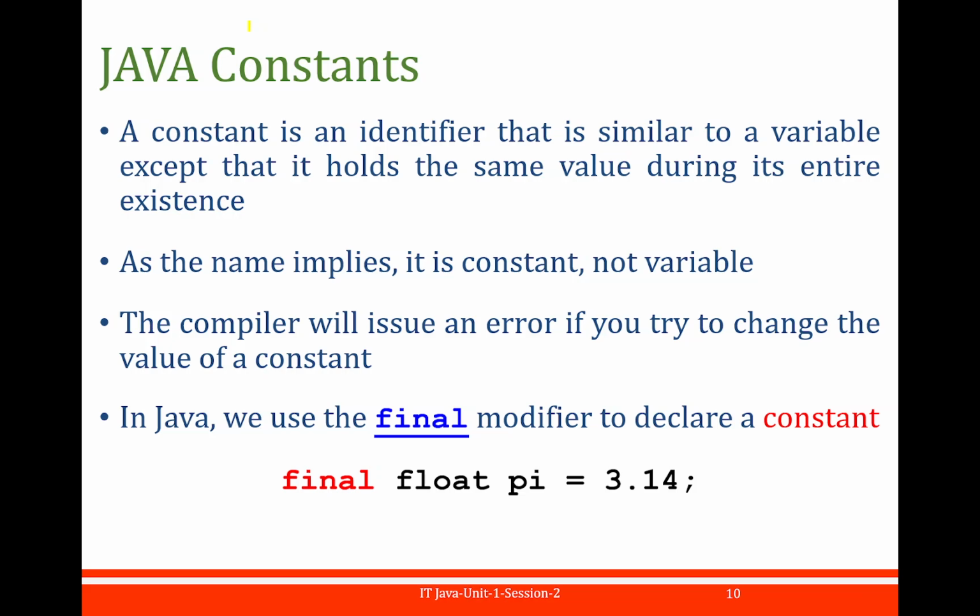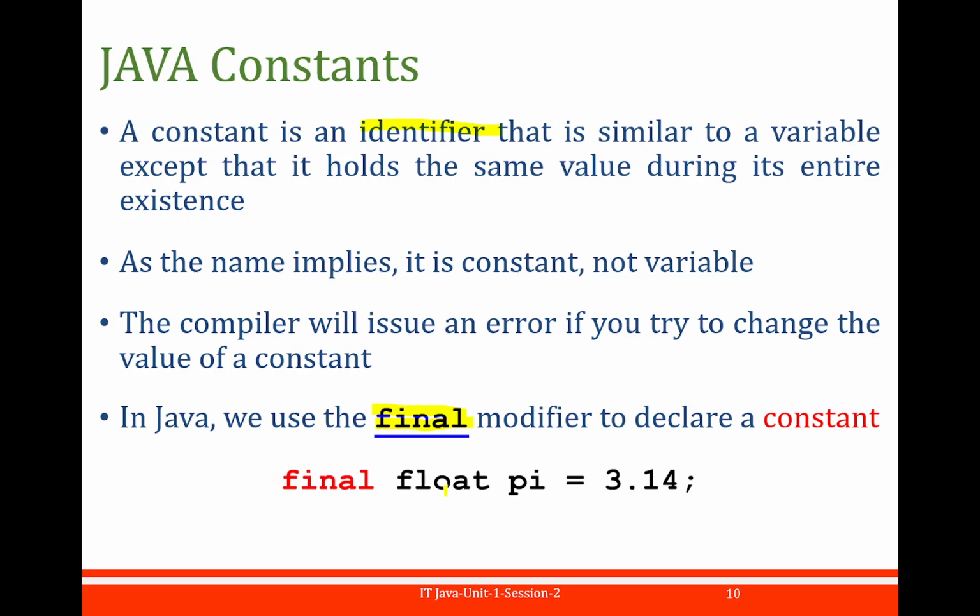Morning everyone. The topic that we are going to discuss now is about constants and variables. A constant is also an identifier, but it does not change its value. Constant does not change its value, hence it is named as constant. In Java, the keyword that we use to denote that an identifier is a constant is final. So here we use the keyword final to tell that it is a constant.